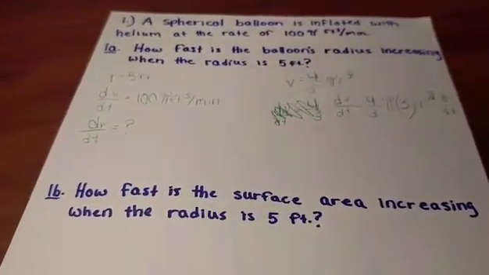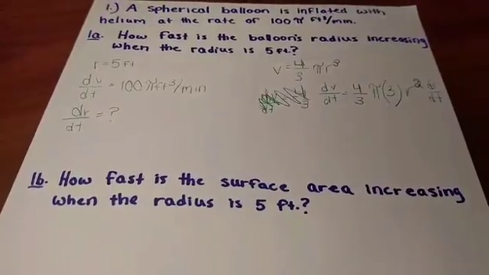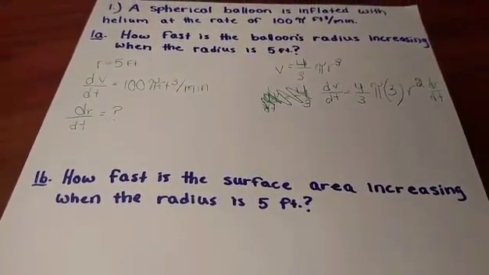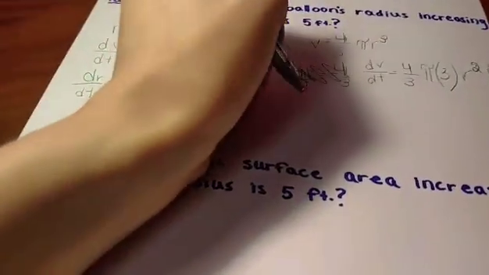So now we already know what dV dt is because it was given. It's 100 pi feet cubed per minute, so we can plug that in.